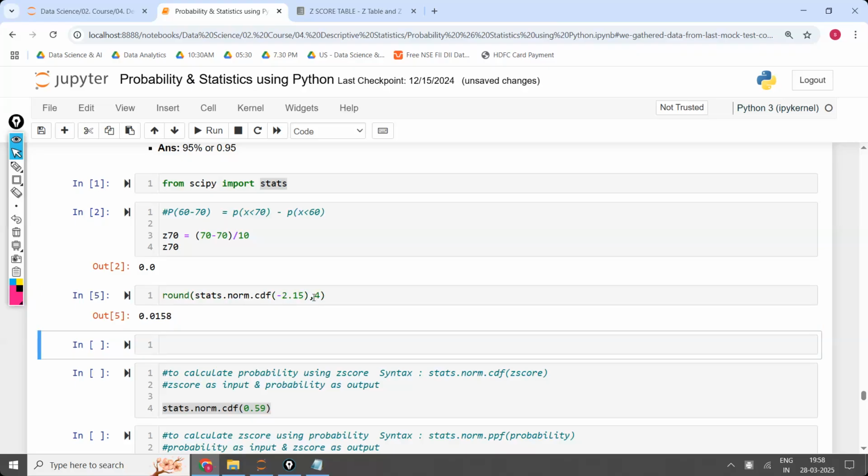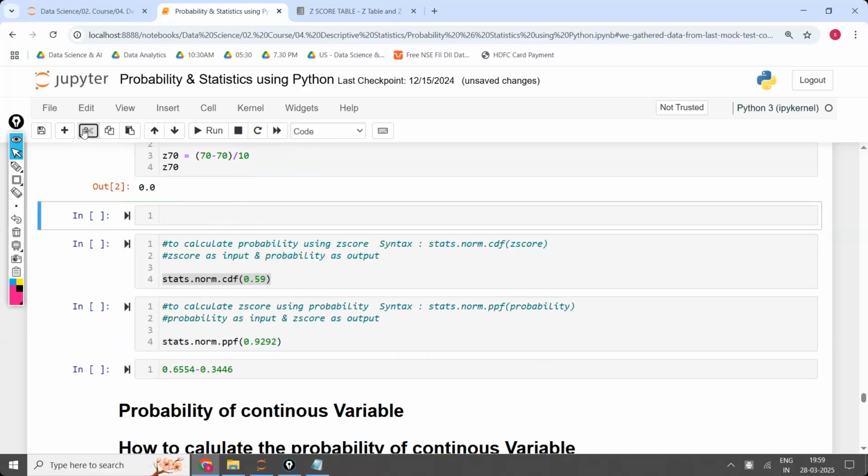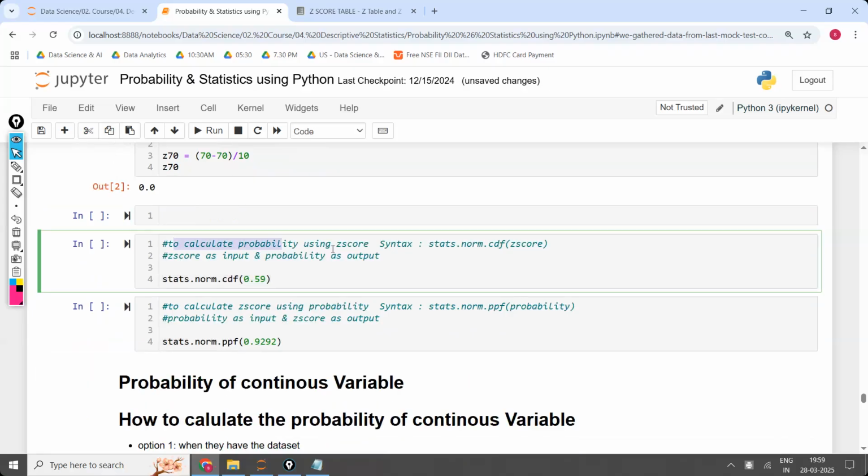Is the point clear? So the Z table you are opening manually. In the Python, what do we use for the Z table? What is the code for the Z table in the Python? stats.norm.cdf is the function. Inside this, what you have to write? Z-score. See, here I have written clearly the note. Can you see the note? What is the note? To calculate the probability using the Z-score, what is the syntax? stats.norm.cdf of Z-score.